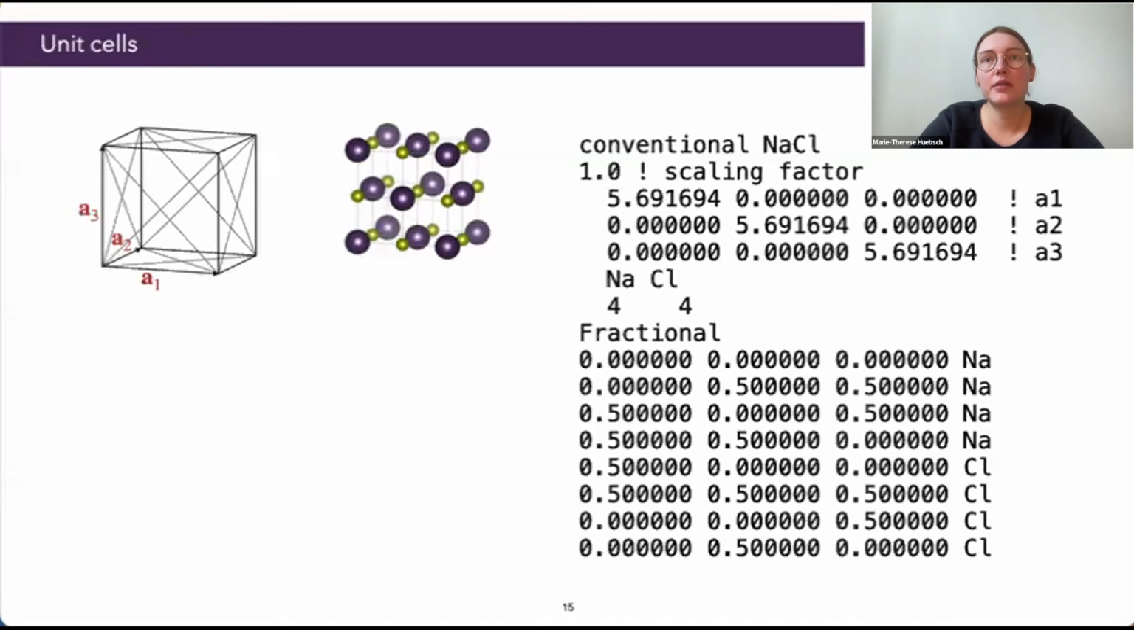Here, these lattice vectors point in x, y, z direction and have the length of the lattice constant, which is about 5.7 angstrom. So the units are angstrom in this file format. Below, there is a list of ionic positions in fractional coordinates. So that means that the coordinates are given in the basis of the lattice vectors.